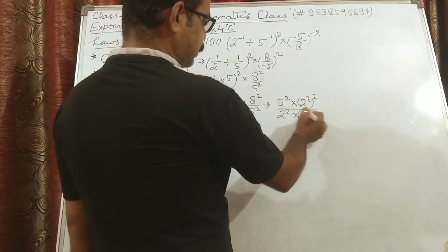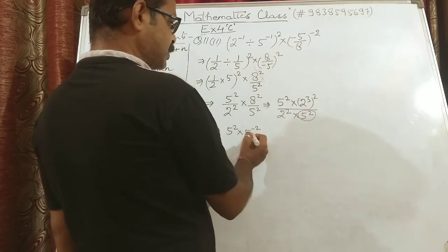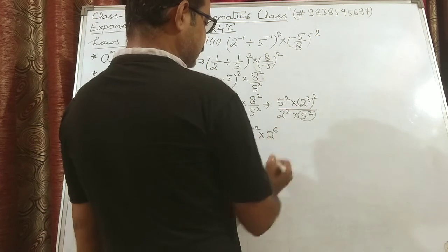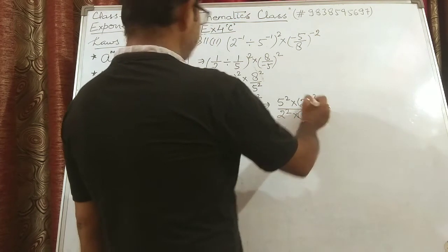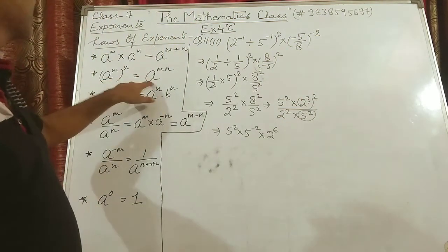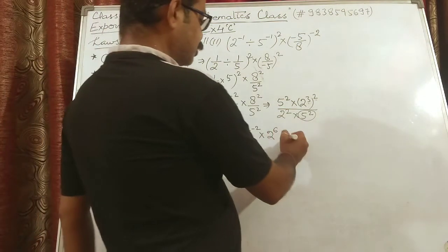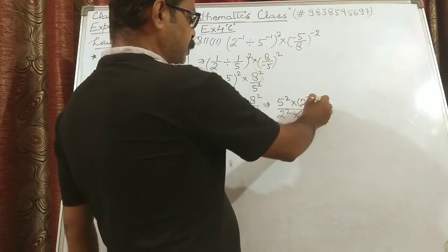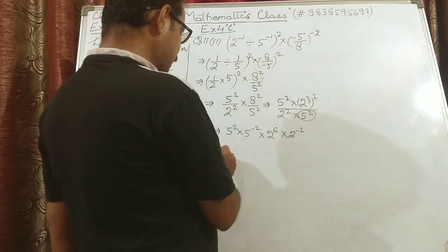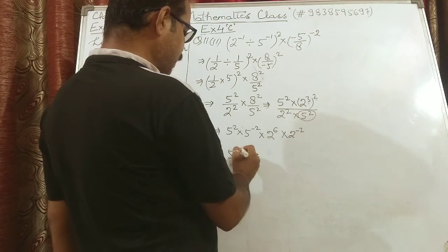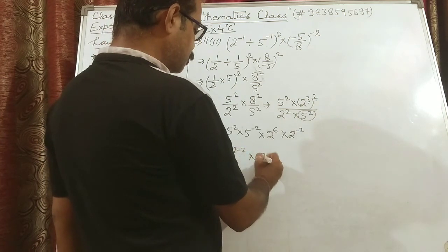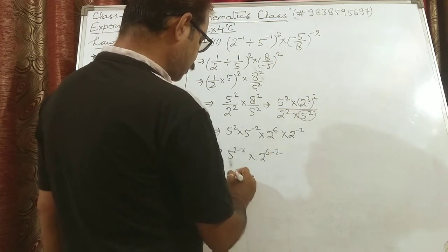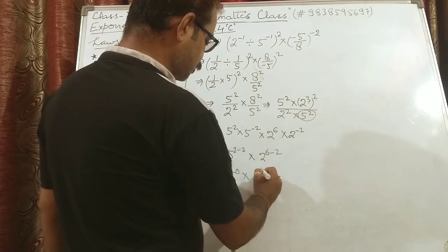This portion I am bringing to the numerator, so the sign will change. 2 to the power, 3 twos are 6. Power of power gets multiplied by the second rule. And then 2 to the power minus 2 also goes to the numerator, so the sign will become minus. So 5 to the power 2 minus 2 into 2 to the power 6 minus 2. 5 to the power 2 minus 2 is 0 and 2 to the power 6 minus 2 is 4.